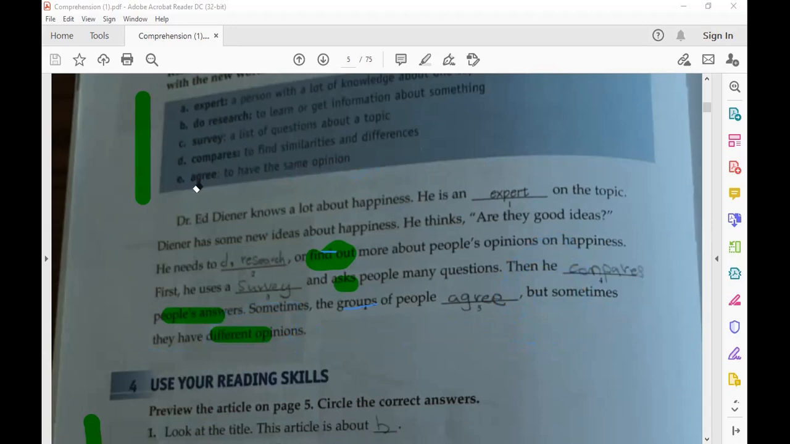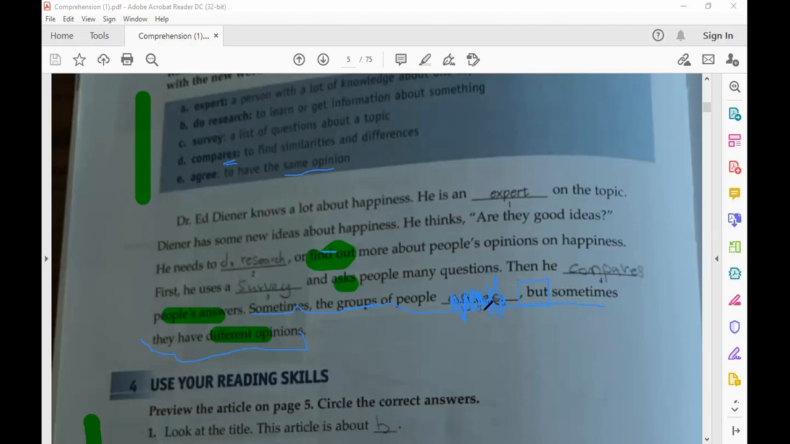Okay. What is agree all about? Agree about what? About having the same opinion. Which means agree means same opinion. And we have a sentence here. This is the whole sentence. The sentence is separated with what? Comma plus what? Did you get it? Comma plus what? Okay. Here we have a gap. Conjunction, but. We don't know what the word should be. Sometimes the groups of people, and we have a gap here, but sometimes they have different.